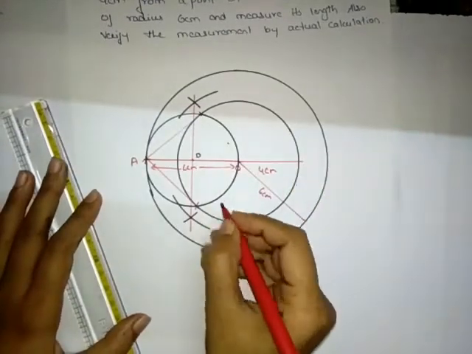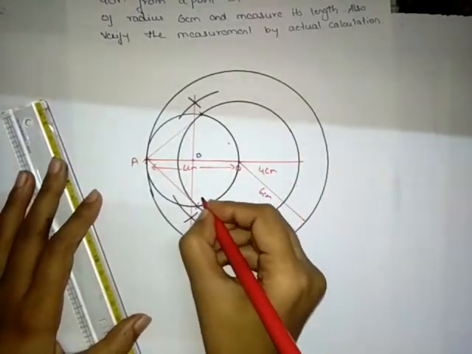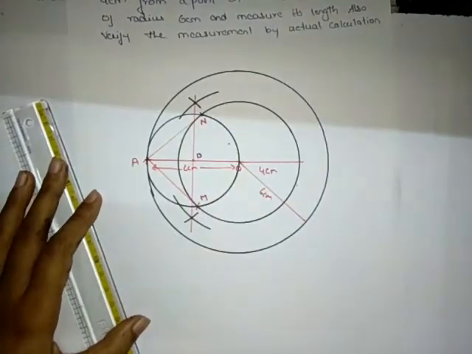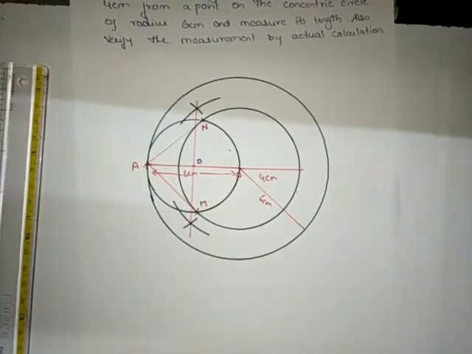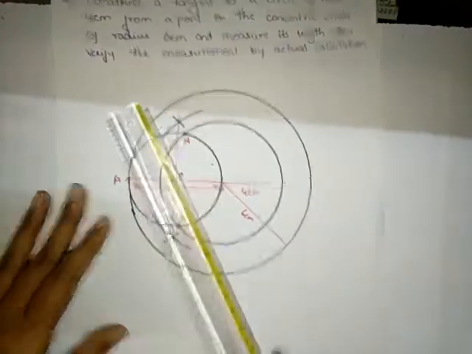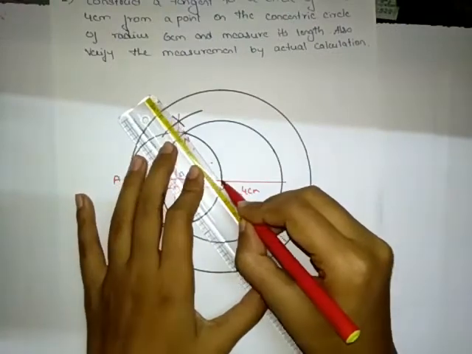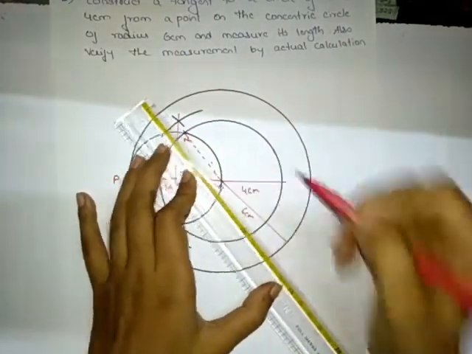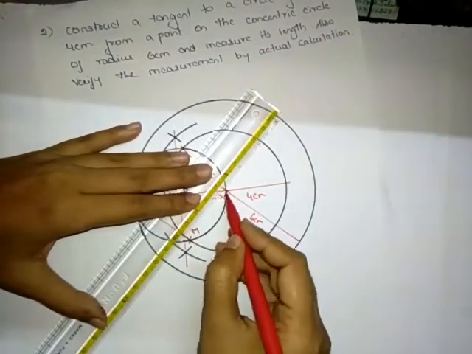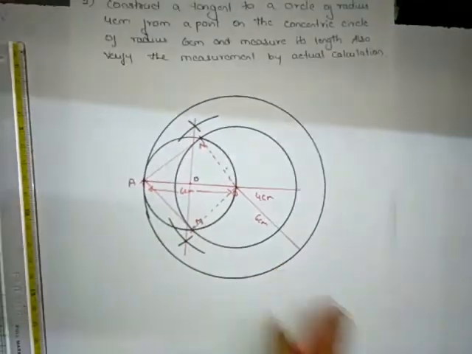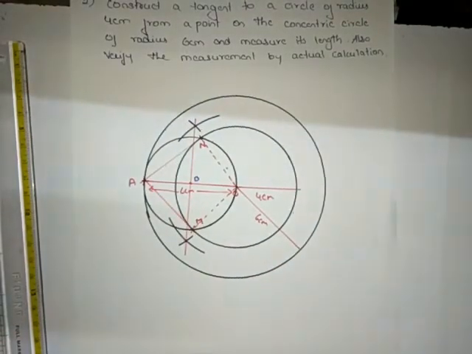We name them M and this as N. Okay, this is how to construct the tangents. Next we'll see the justification. To prove the justification, let us join O and N. ON is nothing but a radius of the smaller circle, isn't it? And here also we'll join OM. This is the radius of the smaller circle.